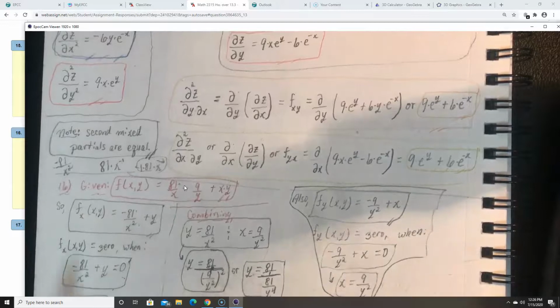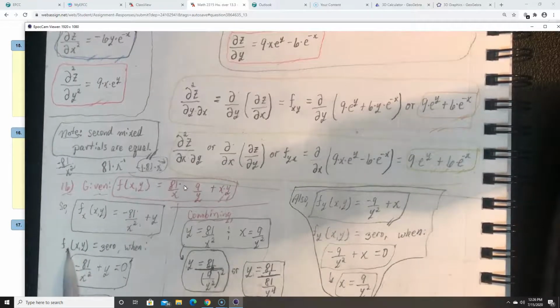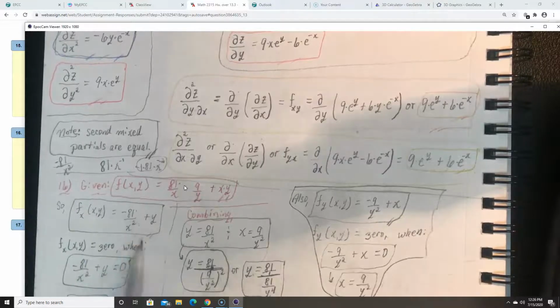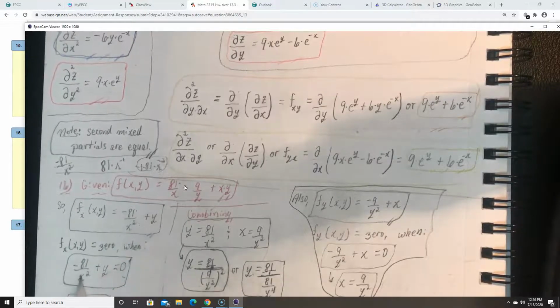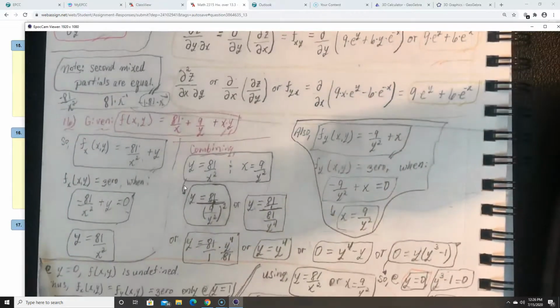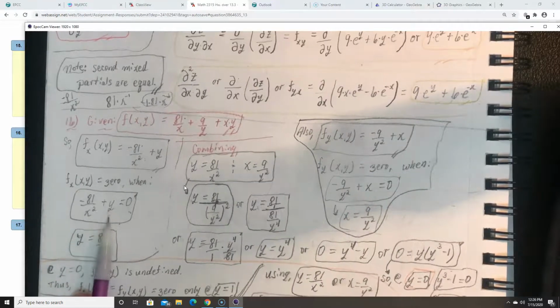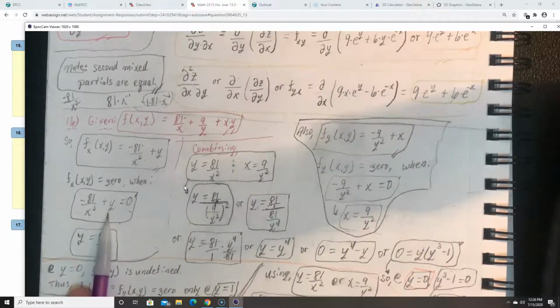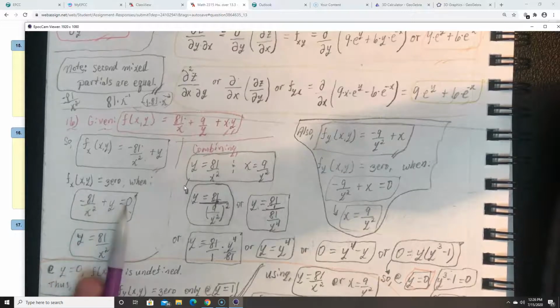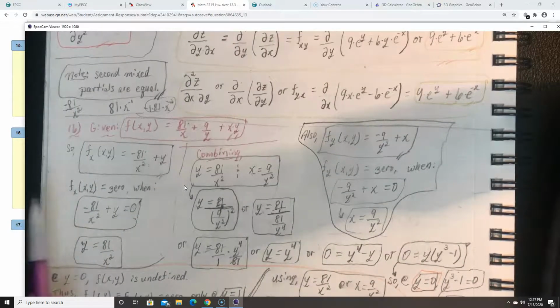And then they ask us, when will this partial derivative with respect to x equal 0? So you set this partial derivative expression, negative 81 over x squared plus y, equal to 0. You can solve for x or for y. I solve for y because it's easier. Move this term over and it becomes positive. So when will the partial derivative of f with respect to x equal 0? When y equals 81 over x squared. Well, that doesn't help us a lot yet.